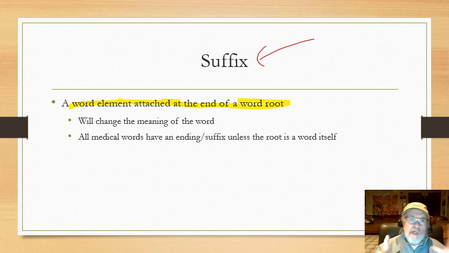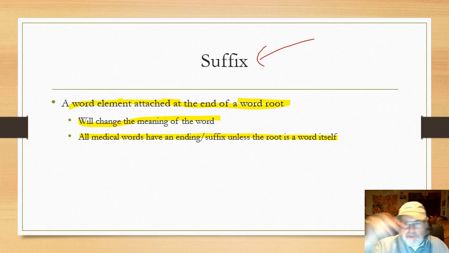A limited number of words are just a prefix and a suffix. But again, going back to my rule number 1, a word root always has to be followed off by a suffix. And that suffix makes that word root much more specific, like we saw before with the glycemia. It will change the meaning of the word by giving it a more precise definition. It makes the word much more descriptive. All medical words have an ending or suffix unless the root is a word itself. Sometimes we have some words that are just special words, and they really don't follow any of these rules. But that's not what we're talking about in this class. Forget about them.